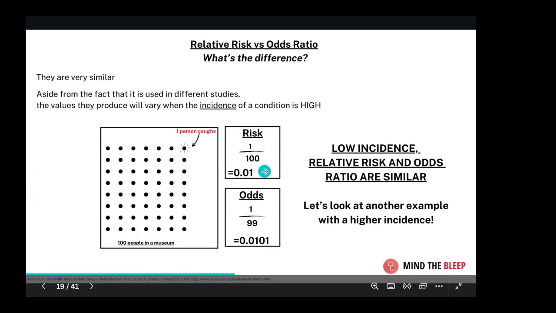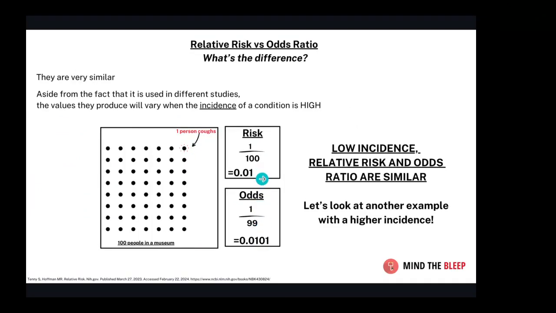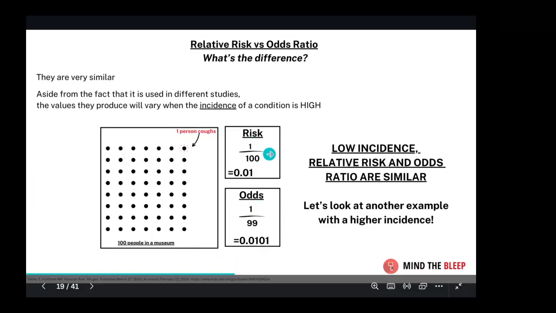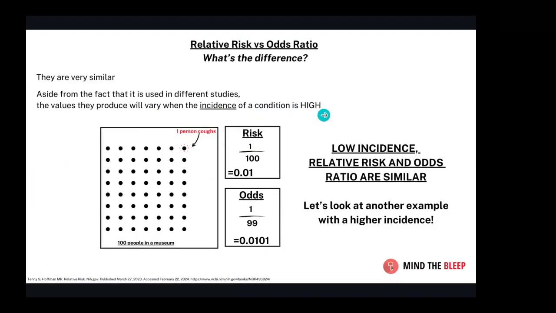So where do you start to see the differences? You see the differences when the incidence of a condition is high. In this case, the incidence is the cough. Since the incidence is low, it's only 1, the risk and the odds are not that different.